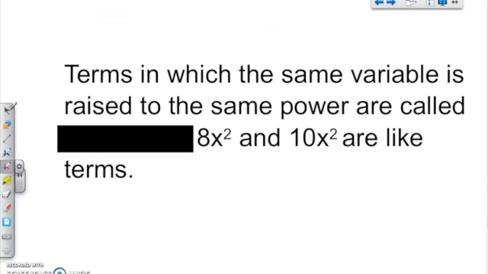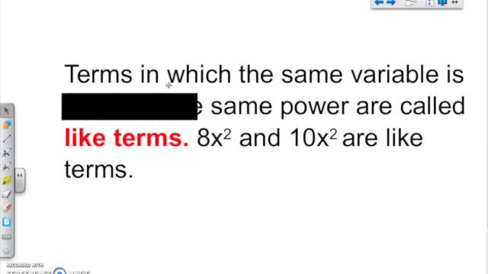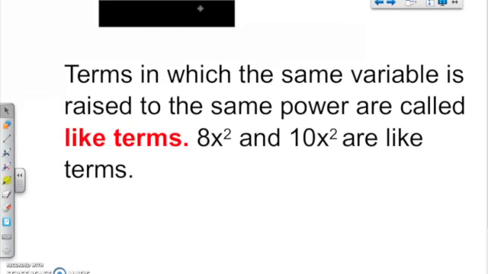Alright, terms in which the same variable is raised to the same power are called like terms. For example, 8x squared and 10x squared are like terms. To be considered like terms, we have to have the same base, in this case they were both x's, and we have to have the same exponent. In this case it was squared. So we couldn't have a situation where we have y squared and x squared. Those are not going to be like terms because your variable or your base is different.